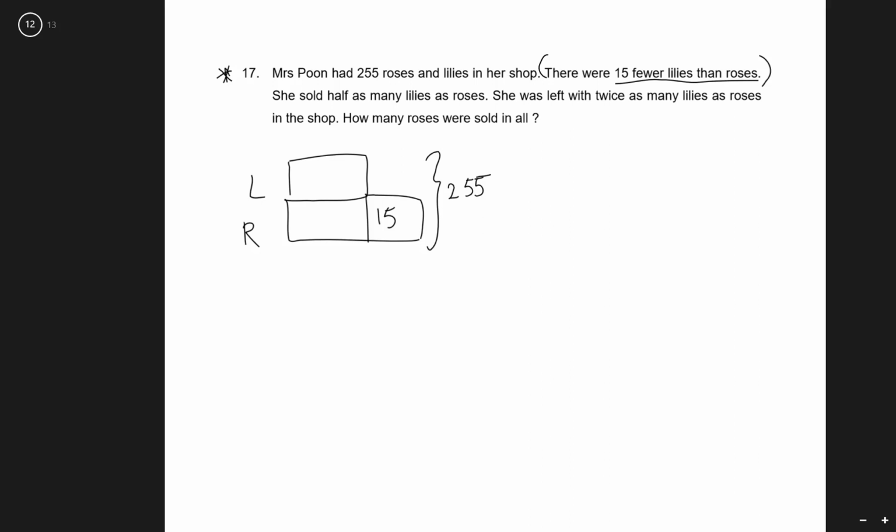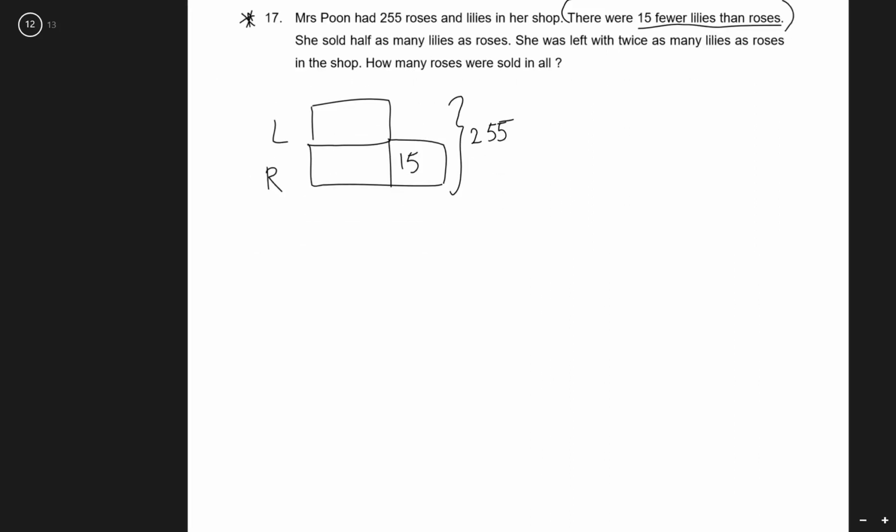Okay, now this is a stage that everyone should clear. You should know. Now to find one equal unit, let's take away the 15, which gives us 240. 240 we divide it by 2, which is going to give us 120 for each unit. So these are the lilies and the roses that she has in the shop. Okay, now things are going to happen in the shop. She's going to sell and she's going to have things that are left.